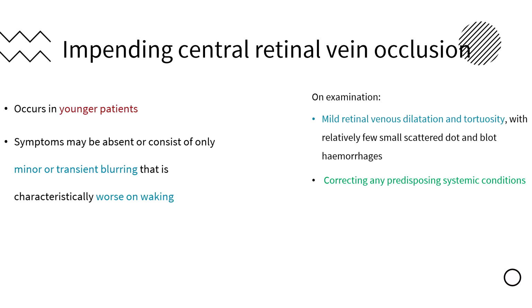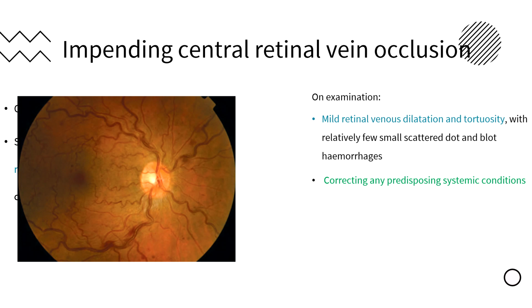Impending central retinal vein occlusion occurs in younger patients and presents with no symptoms or consists of only minor or transient blurring that is characteristically worse on waking up. On examination, there is mild retinal venous dilatation and tortuosity with few scattered dot and blot hemorrhages.